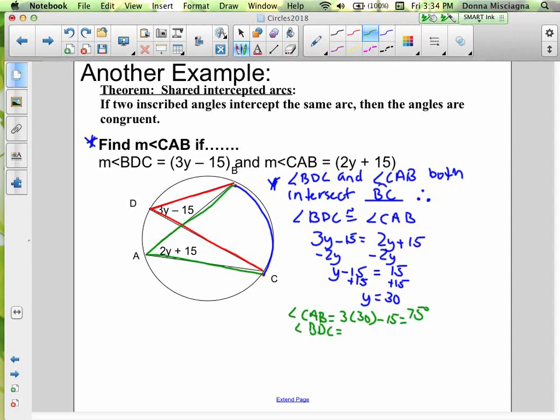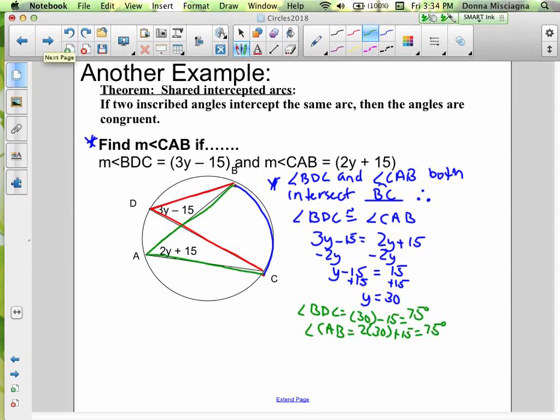That would be, oh, whoops. Well, that's the one I found. Plugged it into the wrong one. That's okay. Angle BDC is, now let's find angle CAB, the one we were asked for. And it should be 75 degrees as well. So we have 2 times 30 plus 15, and that would be 60 plus 15 is 75 degrees as well.